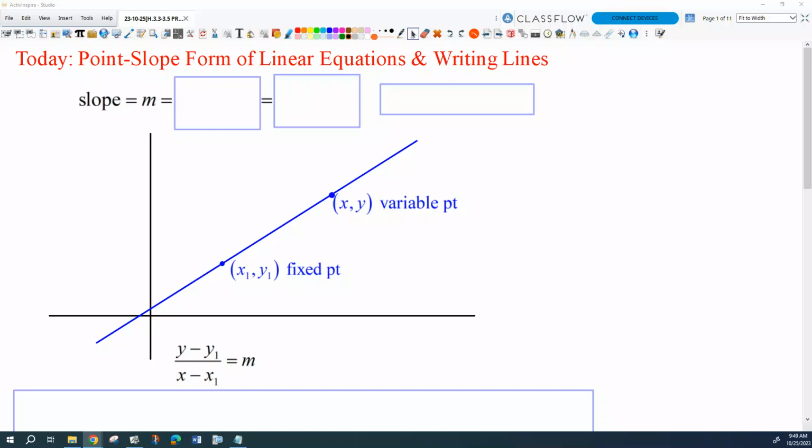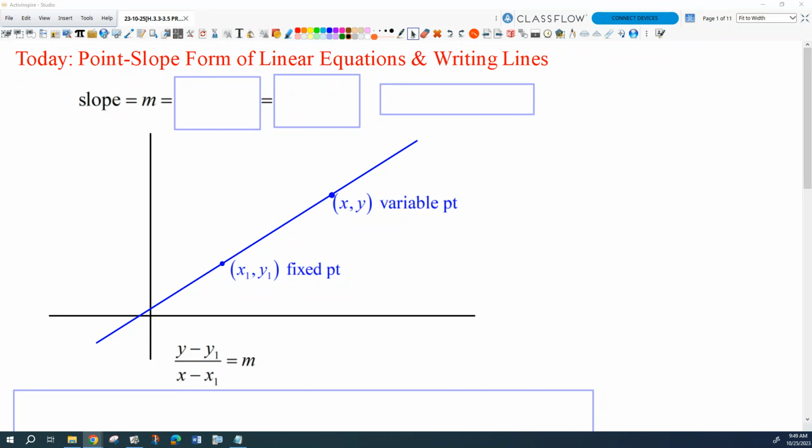Why slope-intercept form? Because it's so easy to graph, right? If you write an equation in slope-intercept form, it's the simplest form to graph from. And point-slope form is really not a form that we usually leave the line in. It's kind of a starting place.